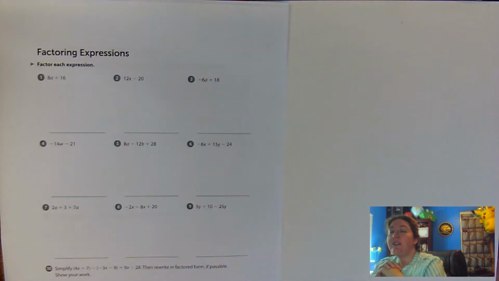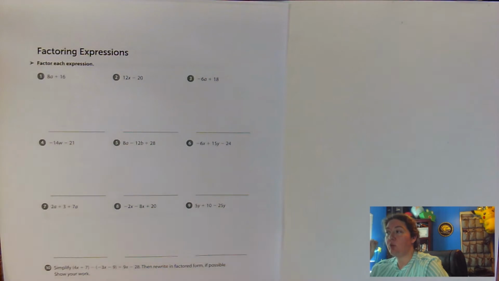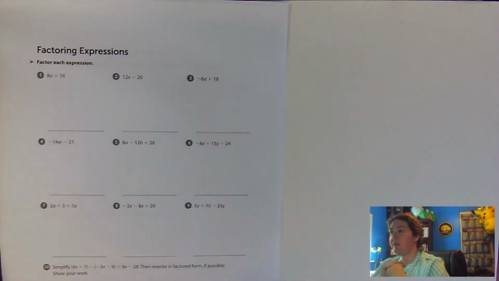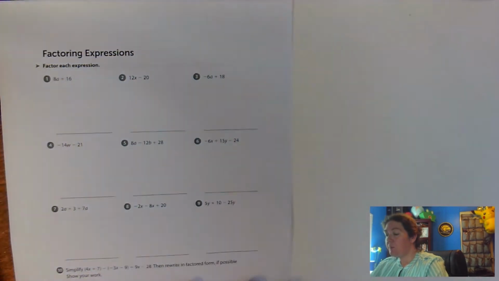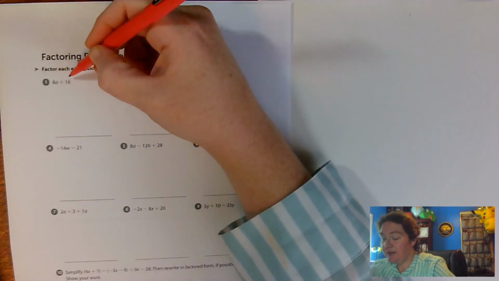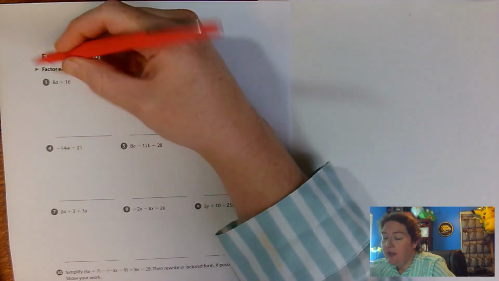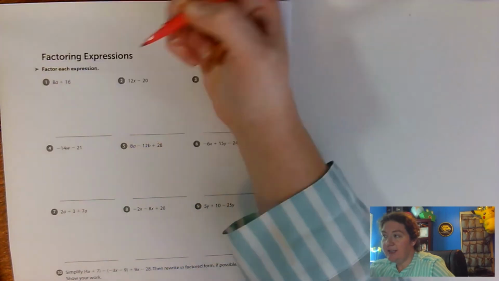Alright, factoring expressions. Factoring means pulling out what is in common. This word is pulling out. We're taking out whatever all of these have in common. So, looking at number 1, 8a minus 16. I'm looking for a number or a variable or something that 8a and 16 have in common.